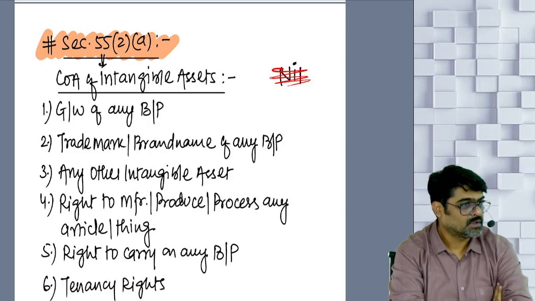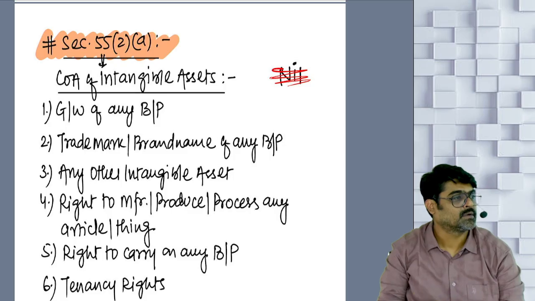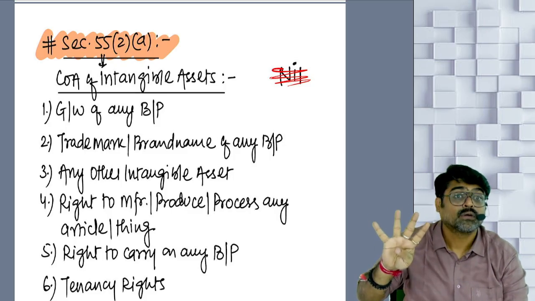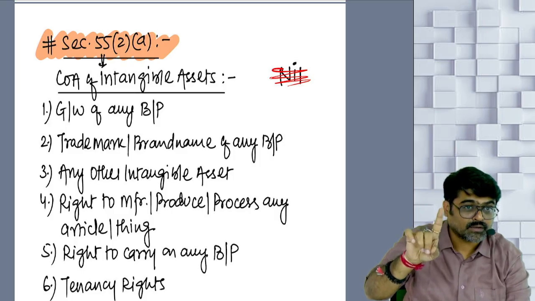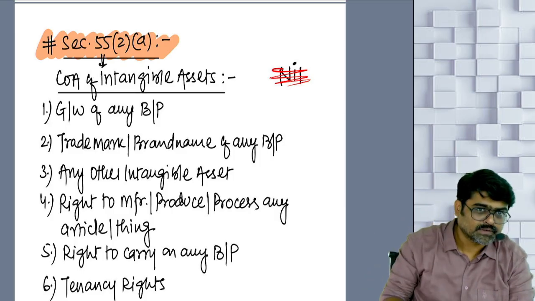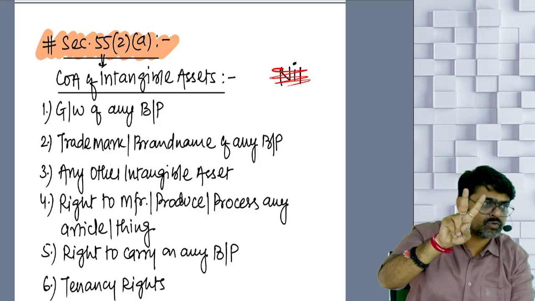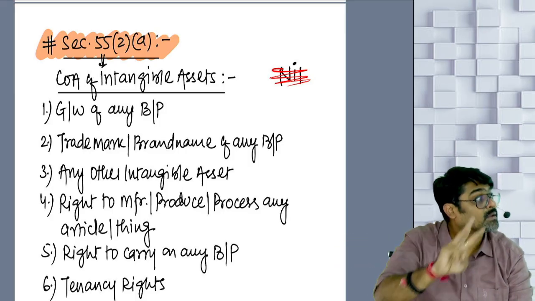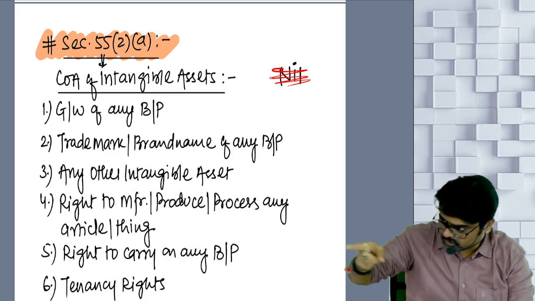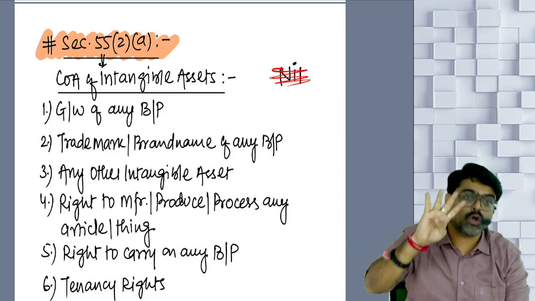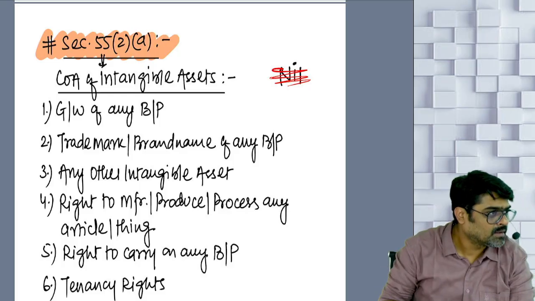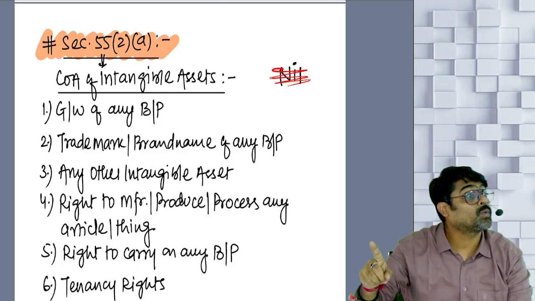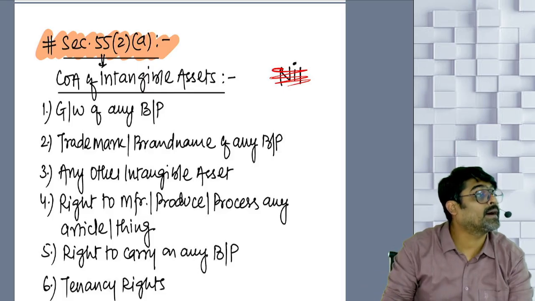12 months, no? 12 slabs you will get. 12 months for 4 assets. Listed securities, is it listed securities? Units of equity oriented mutual fund, is it units of equity oriented mutual fund? Then third asset, units of UTI, is it units of UTI? Zero coupon bond, is it zero coupon bond? Then how come 12 months? Check 24 months. How many months?